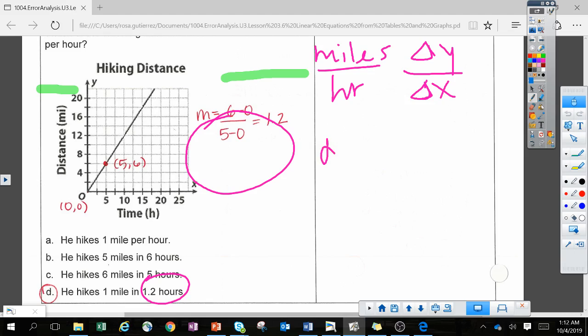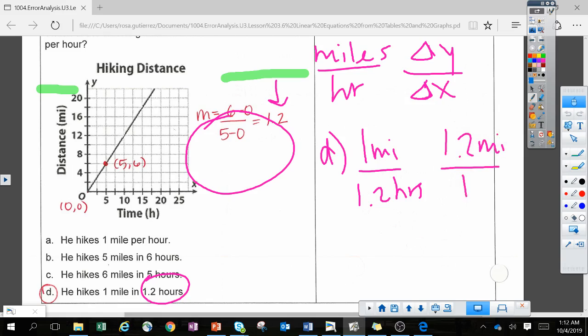This is what D is saying. D is saying 1 mile per 1.2 hours. Sorry about that S. Versus what you found, or what some of us found here for slope, which is 1.2 miles per hour.